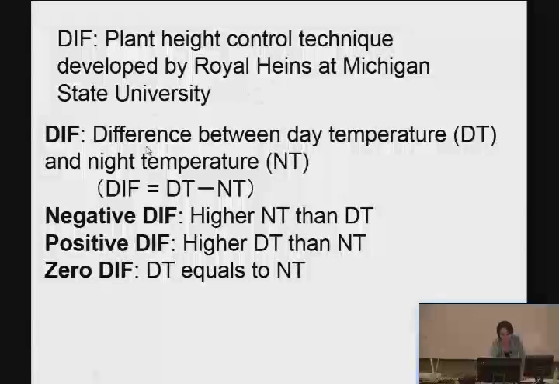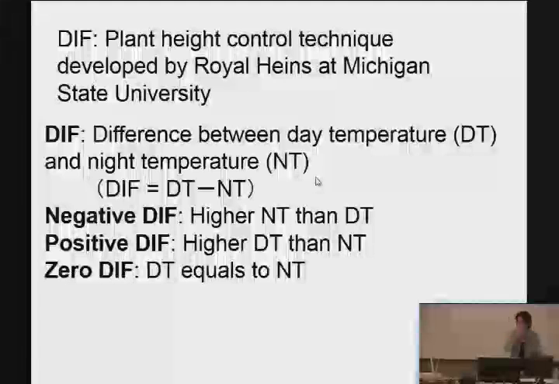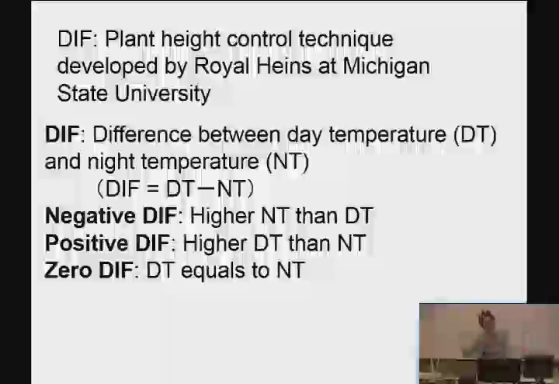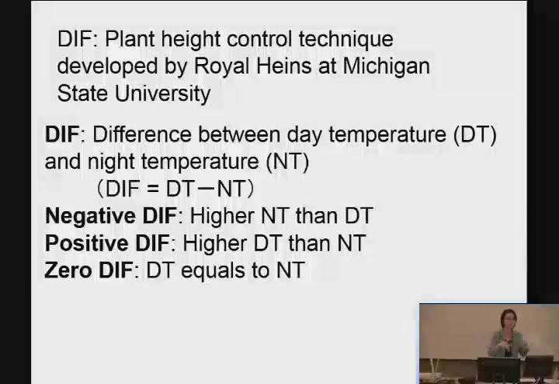Anyway, DIF is the difference between day and night temperature. DIF comes from the first 3 letters of difference: the difference between day temperature and night temperature. And it's always day temperature minus night temperature, the average day temperature minus the average night temperature. So you need to record the temperature all the time to compute the average temperature from the day and the average temperature from the night to compute the DIF.